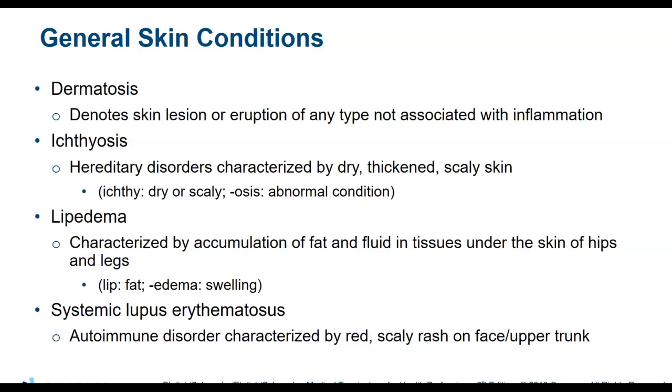Dermatosis is, again, any skin lesion that's erupting, not associated with any type of inflammation of the skin. Ichthyosis is a hereditary disorder. It means it's a dry, thick, scaly skin. Lipedema is going to be an accumulation of fat and fluid under the skin of the hips and the legs. And systemic lupus erythematosus, SLE is the abbreviation for that.